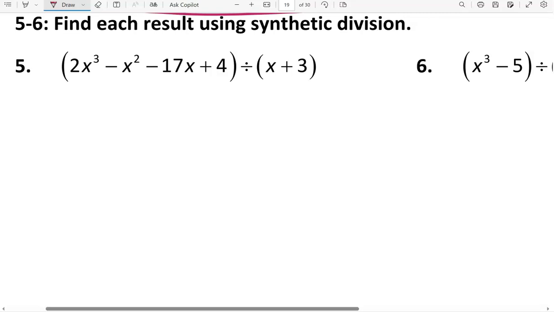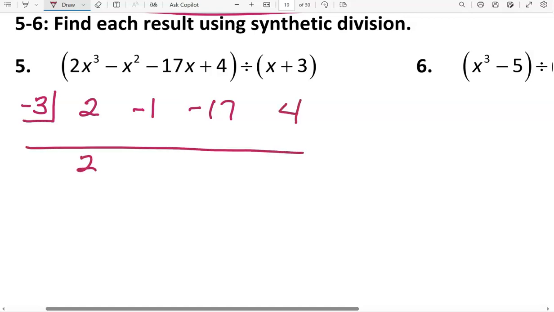In 5 through 6, we're asked to perform synthetic division. In synthetic division, the box contains the 0 of the divisor. X plus 3 is equal to 0 when x is equal to negative 3. Next to it, place the coefficients of the dividend: 2x cubed minus 1x squared minus 17x plus 4.